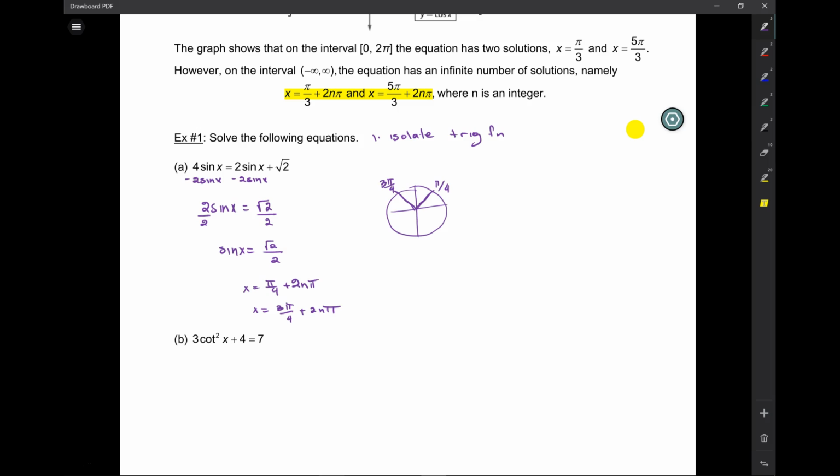Why can't you put those both in the same expression? Because you can only do that if there's a 180 in between them. There is not an equal distance from one to the next. If you do pi over 4 plus 90 degrees, it gets you here, right? But then if you do plus 90 again, it doesn't go back there. So we'll come across examples where you can do that.